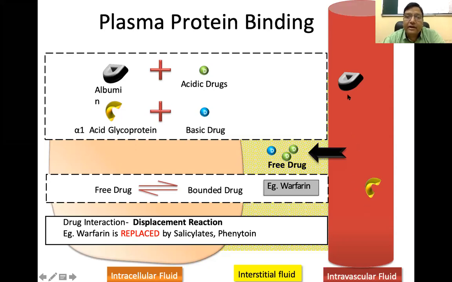If a patient has a lower level of plasma protein, the bound form will be less. When the bound form is less, more of the free drug will be available for action. So the availability of the free drug will increase. In such disease conditions, such as CHF or uremia, we have to decrease the dose of these drugs also. So that is a very important clinical implication. These are the important clinical implications of plasma protein binding.